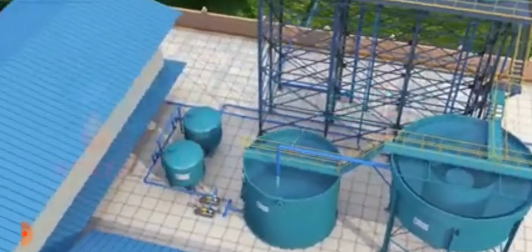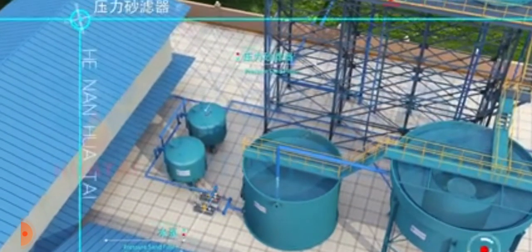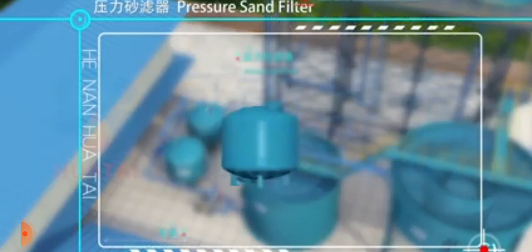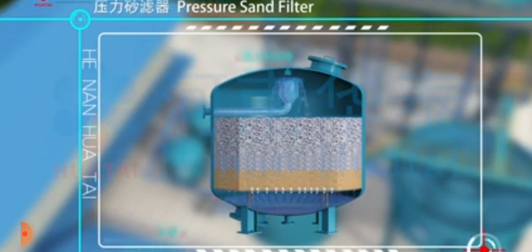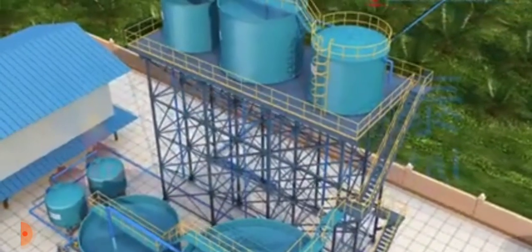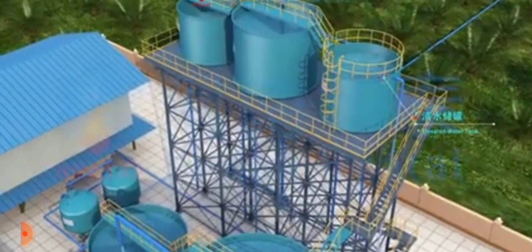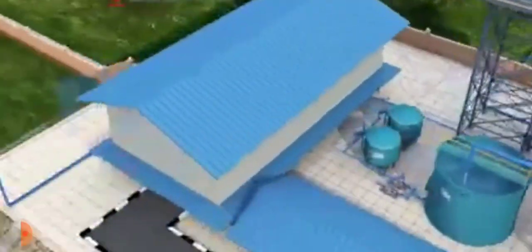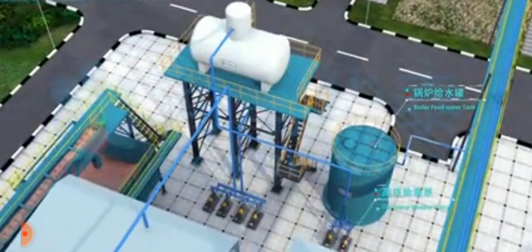A pressure sand filter booster pump conveys the water to the pressure sand filter, where it is filtered by layers of quartz sand with different granularity. Filtered water enters the elevated water tank on a high-level water tower. After being treated by the water softening system, it enters the boiler feed water tank.